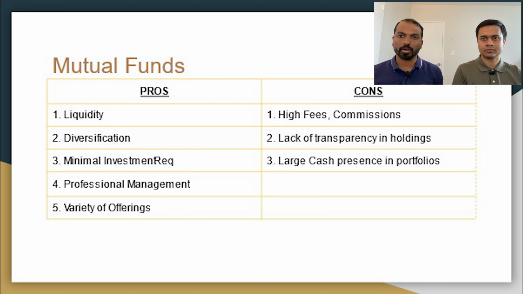The next con is large cash presence in portfolios. Sometimes mutual funds typically hold approximately 1 to 5% of the assets under management as a cash position. This is typically done so that active managers have an opportunity to rotate into certain holdings that they want either larger exposure to, or certain new holdings. Now, as a retail investor, you do not have any say or control over when that cash is deployed for investment purposes. So that's a con when it comes to mutual funds.